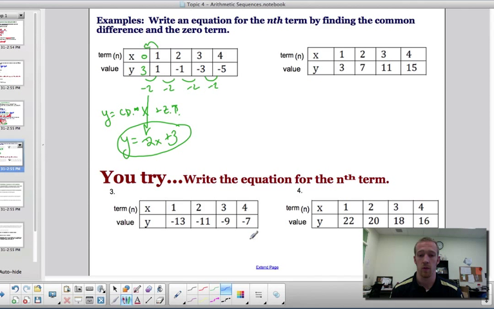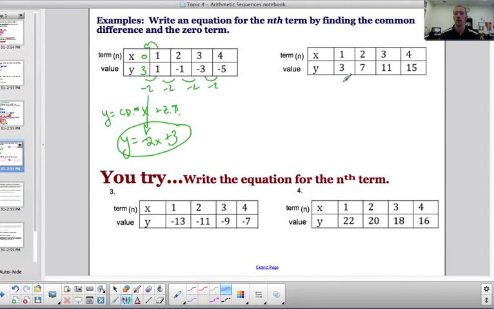Alright, so let's do one more example here. Here, this is going up by 4s. So notice if it's going down, you have to have the negative here. If it's going up, if you're adding a number every time, then you have a positive rate of change or a positive slope.